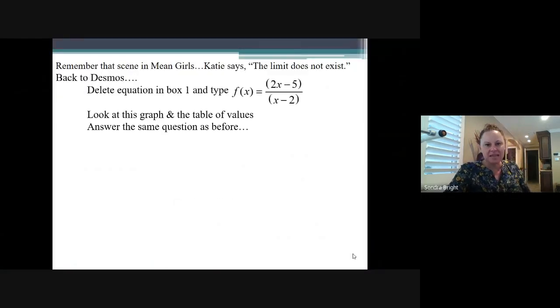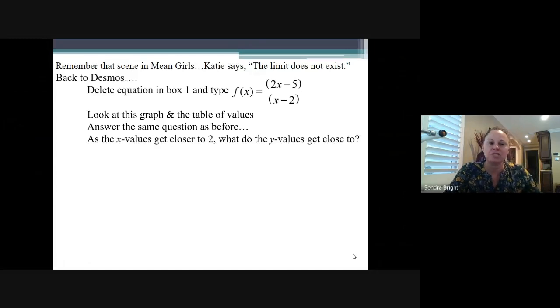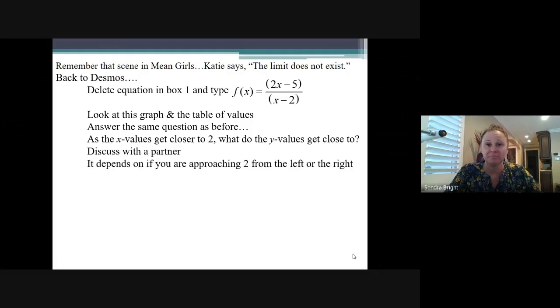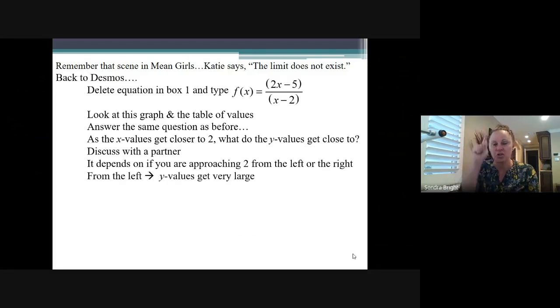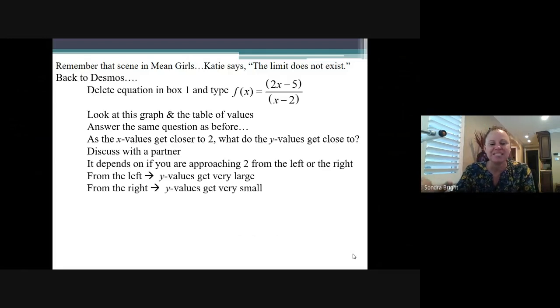All right, so when we look at that graph and the table of values and we answer the same question, as the x values get closer to 2, what do the y values get close to? Well, we would have you discuss with a partner, but maybe you can call a friend right now and discuss it with them, or keep going. So it depends on if you're approaching 2 from the left or from the right. From the left, your y values were going to positive infinity. From the right, they're getting very small, but really they're getting very large in the negative direction. And so we say the limit doesn't exist because from the left and from the right, they're going to 2 different places.